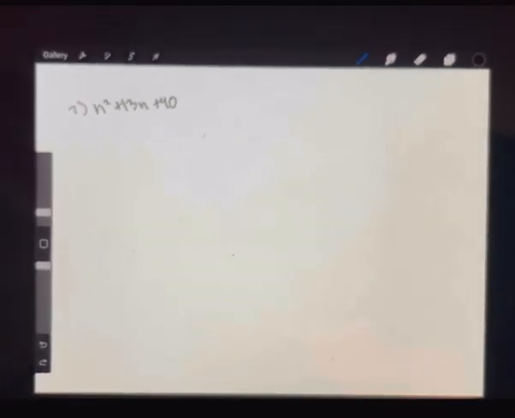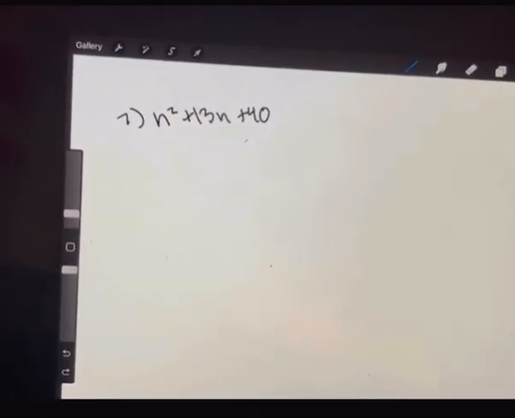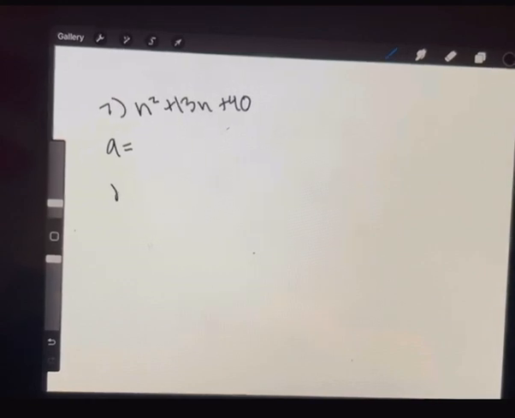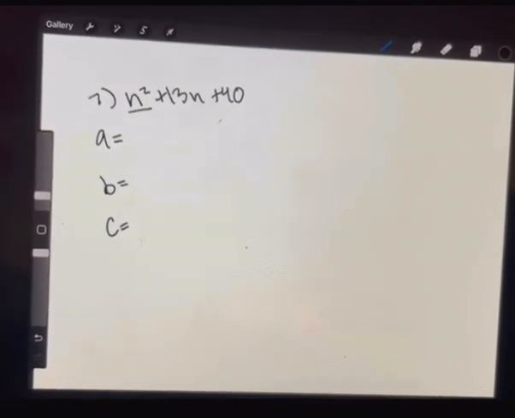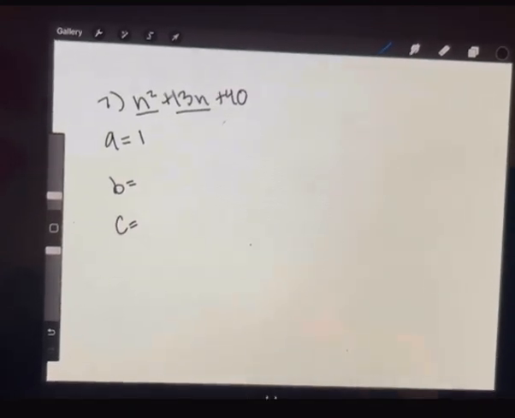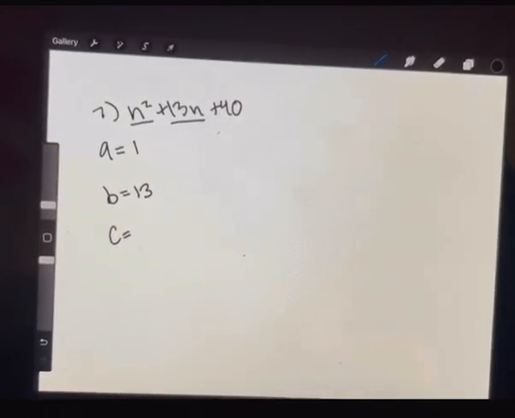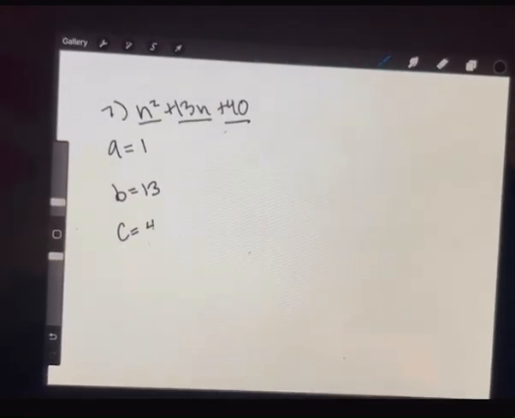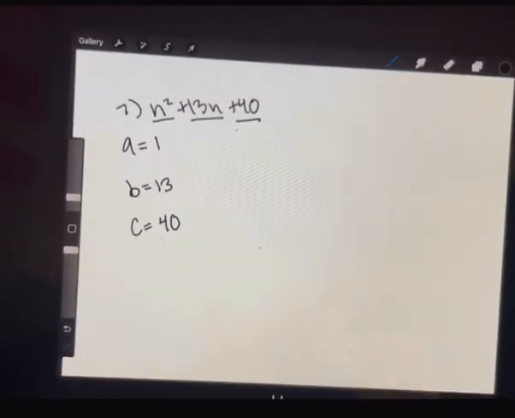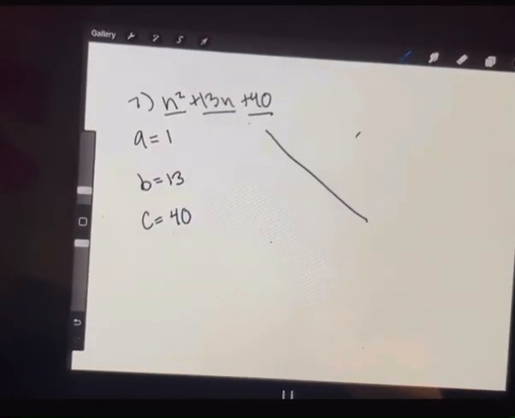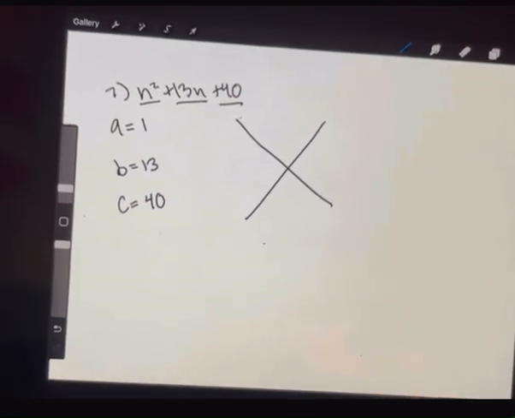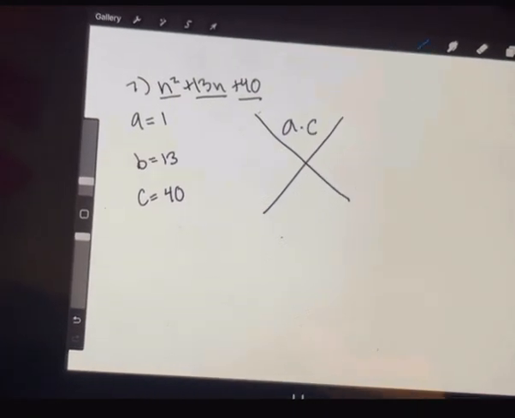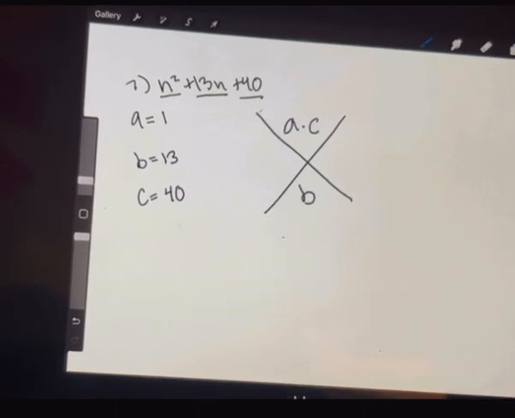The first step when factoring a trinomial to a binomial is labeling your A, your B, and your C. So A would be 1, B would be 13, and C would be 40. Next, I find it's easier to solve later with the numbers written out in what's called the big X, the top section representing A multiplied by C, and then the bottom being B.